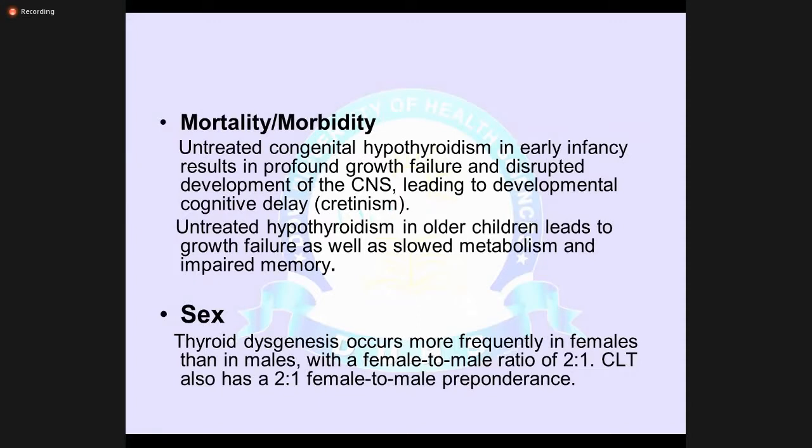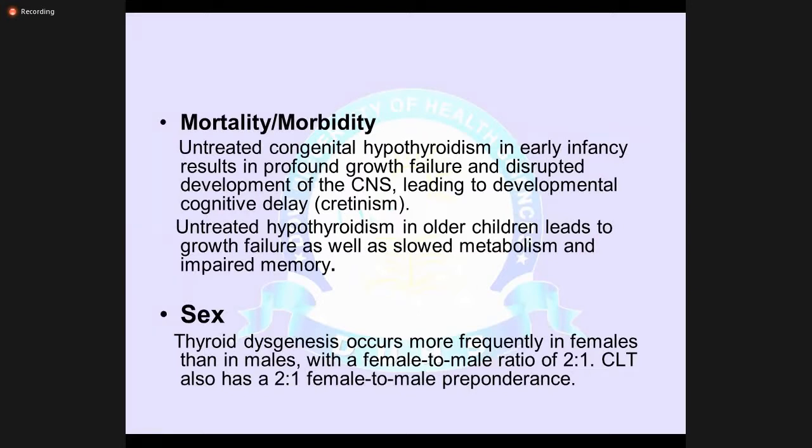Untreated hypothyroidism in older children leads to growth failure, as well as slowed metabolism and impaired memory. So the timing is very important. If the congenital hypothyroidism is since birth, the chances of developmental delay will be much, much more as compared to someone who developed hypothyroidism not in the neonatal age or infantile age, but in older age. In that case, the damage will be much less as compared to the condition when the child was having congenital hypothyroidism.